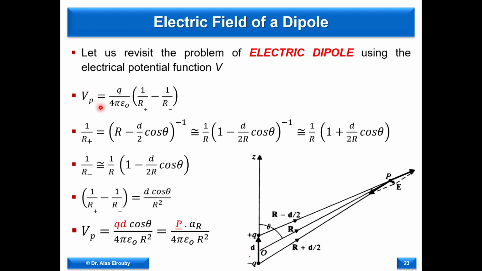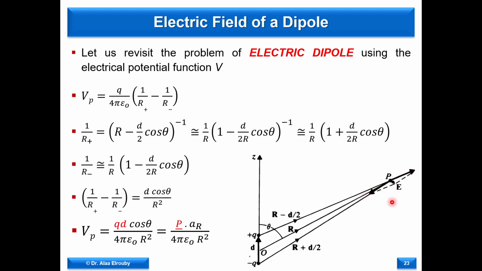So writing the expression, the electric potential at the observation point equals q over 4 pi epsilon naught times 1 over r plus, the distance from the positive charge to the observation point, minus 1 over r minus. This minus is because the charge here is negative.